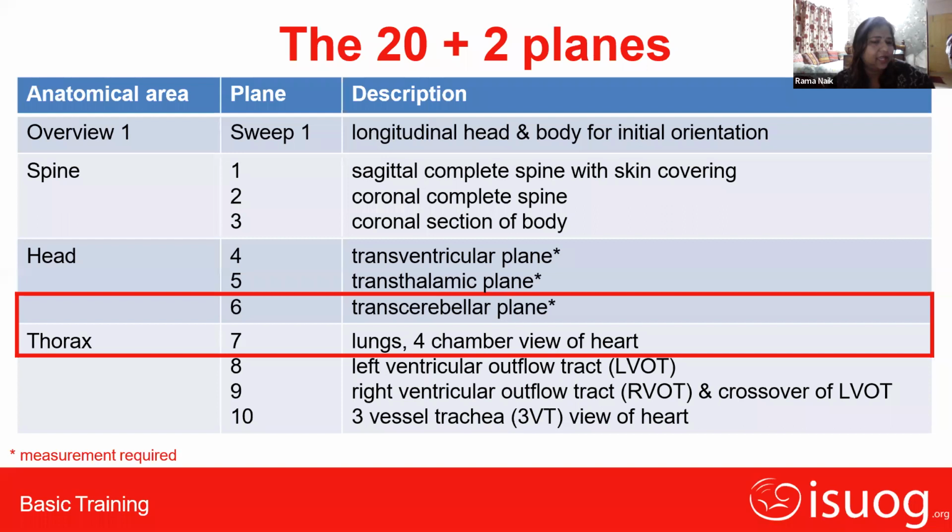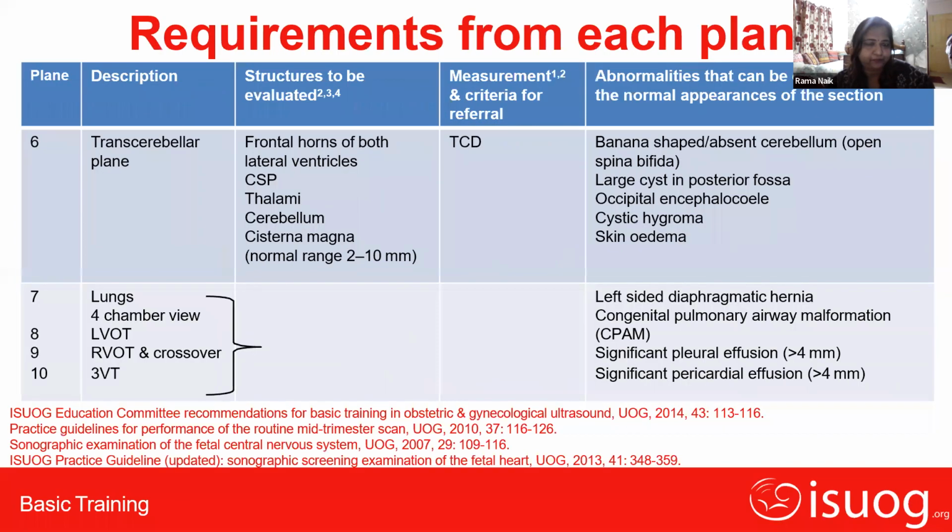So as you see, the fetal neck and fetal lungs have not been assigned any particular planes, but we can examine the fetal neck in the head, that is in the transcerebellar plane, and we can examine the lungs in plane 7, that is the 4-chamber view of the heart. So these planes 6 and 7 are important for us today. And what abnormality do we find in these planes?